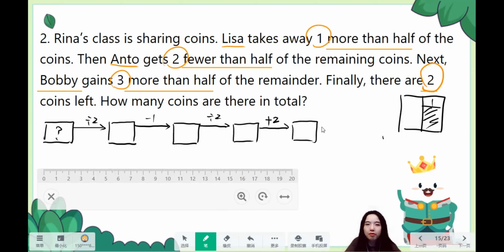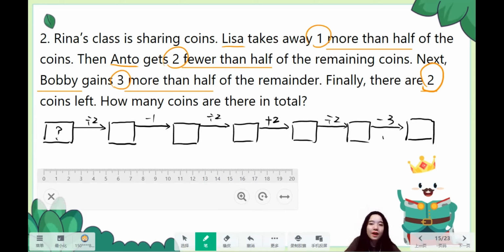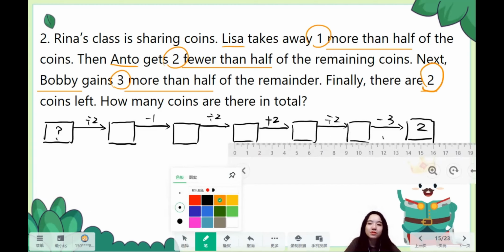Bobby gains 3 more than half of the remainder. Get the half first, because that should be 3 more than half of that. So if he takes another 3 for the remainder, here should be 3 less than half of that. Finally, here are 2 coins left. Now we can start to work backwards.